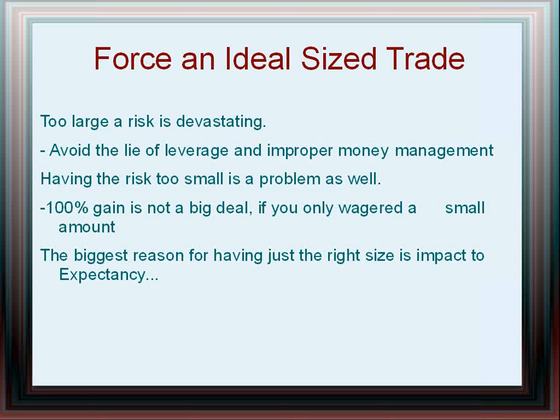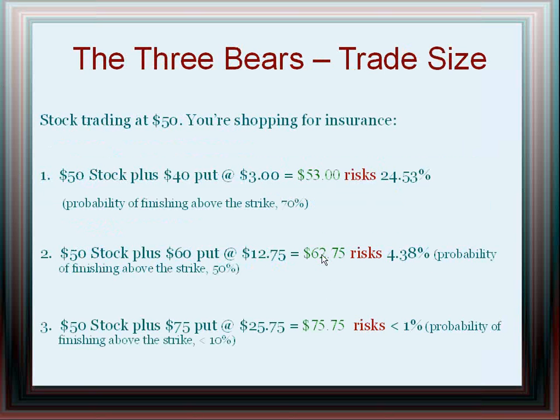Okay? And the biggest reason for having just the right size is to impact expectancy. Let's talk about another basic example. Stock's trading at $50 and we're looking for an insurance policy. Let's say that we're going a little bit out in time, 4 or 5 months out. We buy our stock at 50 and we buy the 40 put for $3. This is because it's far out in time. We're not looking at a 1-month option here. We're looking 5 or 6 months out in time.